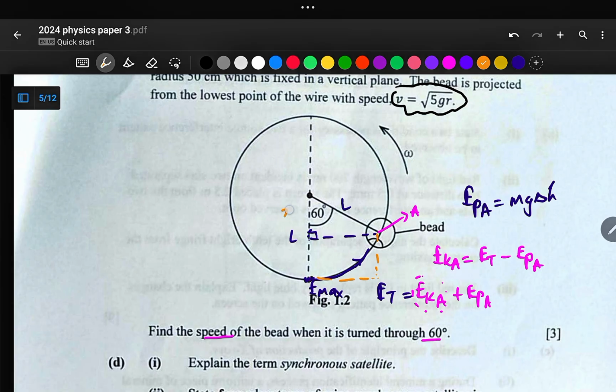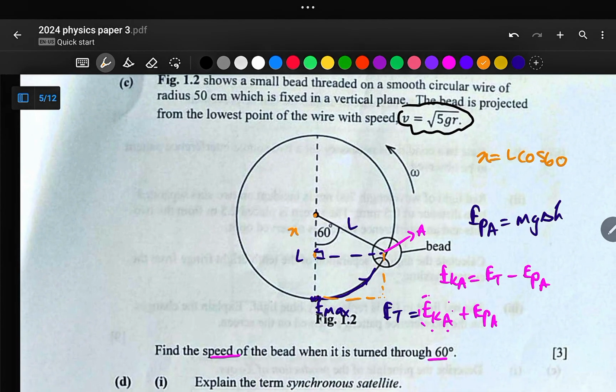Okay, so we can label this x. So x is from this point to this point. So x is equal to L cosine 60. And what is our L? Our L is 0.5. So x is equal to 0.5 cosine 60. And what is cosine 60? It is half. So it is now 0.5 multiplied by 0.5, and this gives us 0.25. So x is equal to 0.25 meters. From this point to this point, it is equal to 0.25 meters.